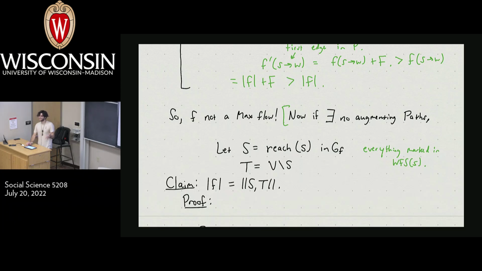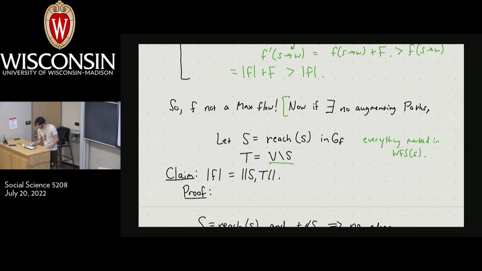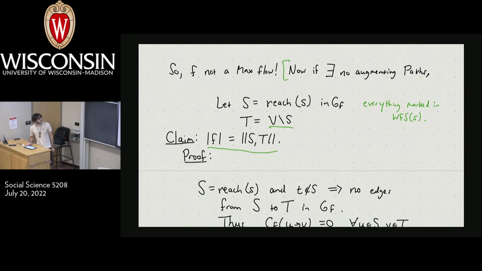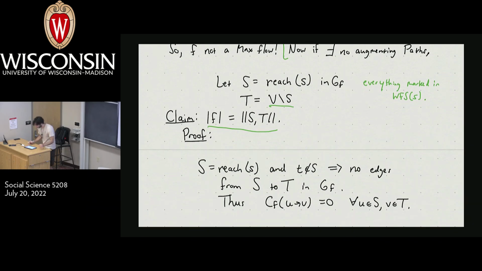So clearly this is a cut, because by definition it partitions V. So now we just want to show that the size of f is equal to the size of this cut. Because if that's true, then by our lemma, we know f is actually a maximum flow. Okay, so let's prove that. Because capital S is the reachability set, by our assumption there is no path from S to T. If there was a path from S to T, that would be an augmenting path.